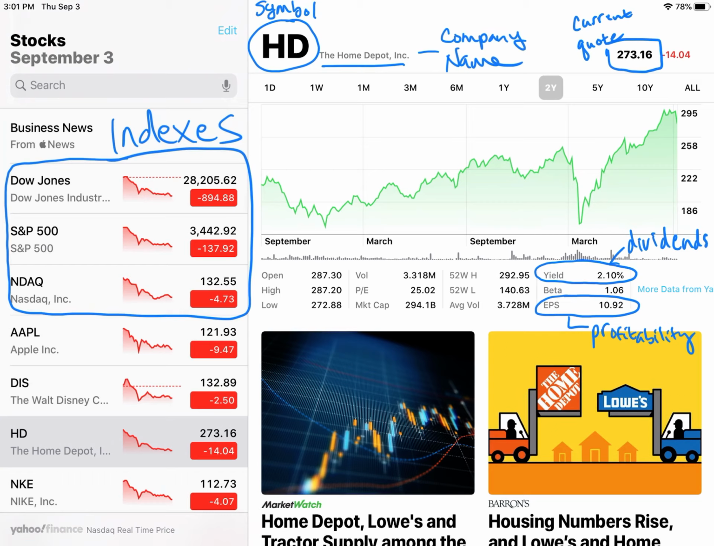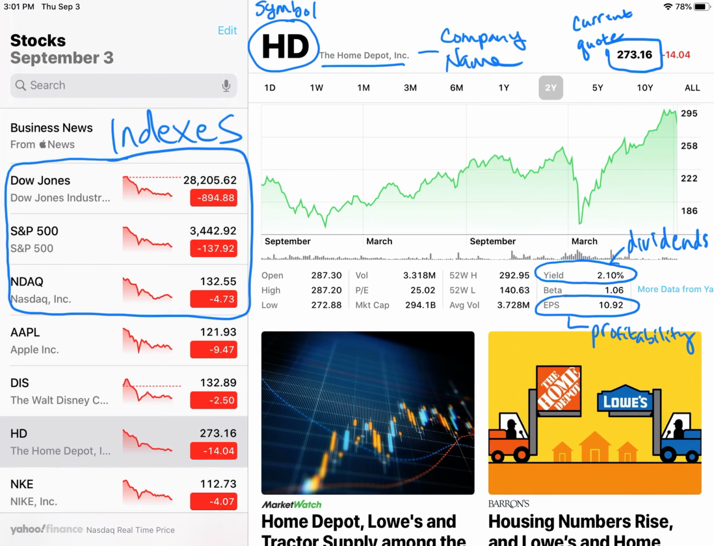Yield is the dividends. That's showing you how much return you are going to get on your money. Dividends is the term used to describe the money that companies will send to their shareholders. And so the higher that number, the better. And then the EPS is a measure of the profitability of a company. And that obviously also would be the higher the better. The higher the number, the more profitable it's going to be. The more bang for your buck you are going to get.